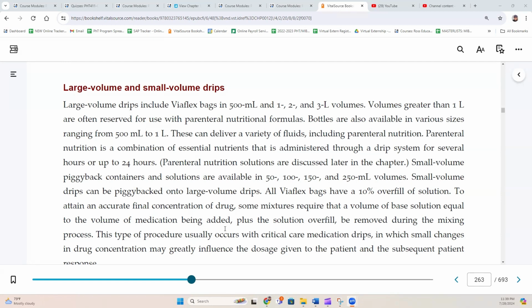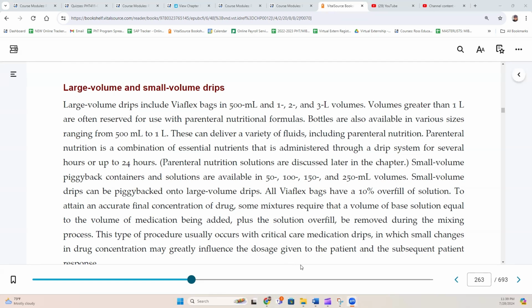Parenteral nutrition is a combination of essential nutrients that is administered through a drip system for several hours or up to 24 hours. Parenteral nutrition solutions are discussed later in this chapter. Small volume piggyback containers and solutions are available in 50, 100, 150, and 250 ml volumes. Small volume drips can be piggybacked onto large volume drips. All ViaFlex bags have a 10% overfill of solution.